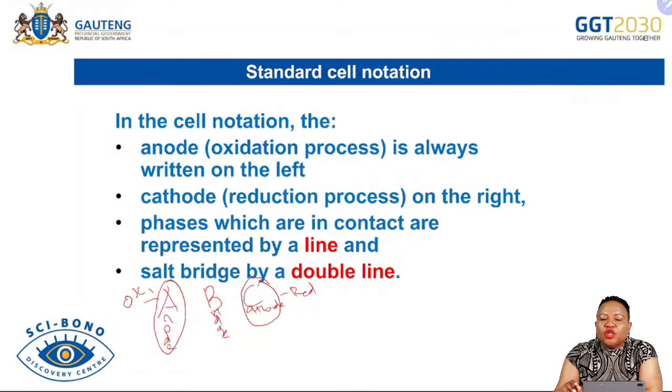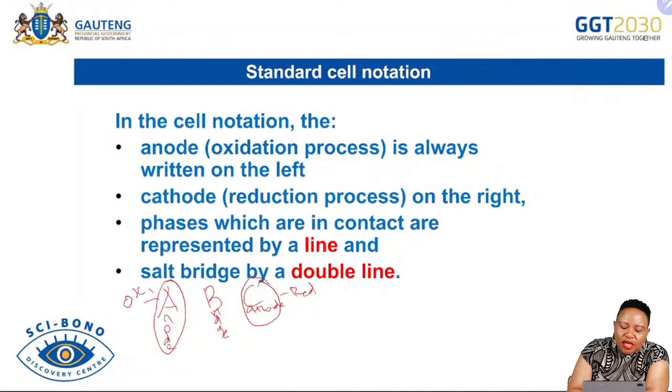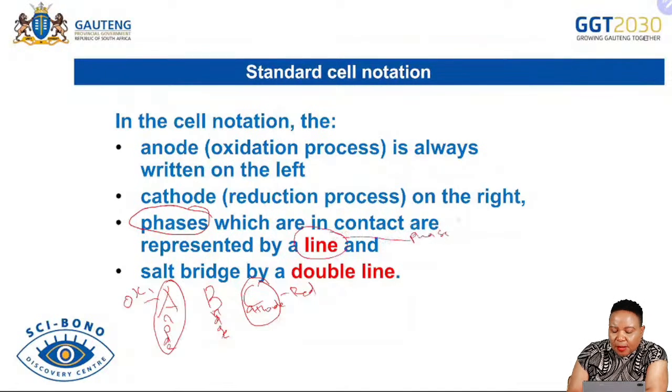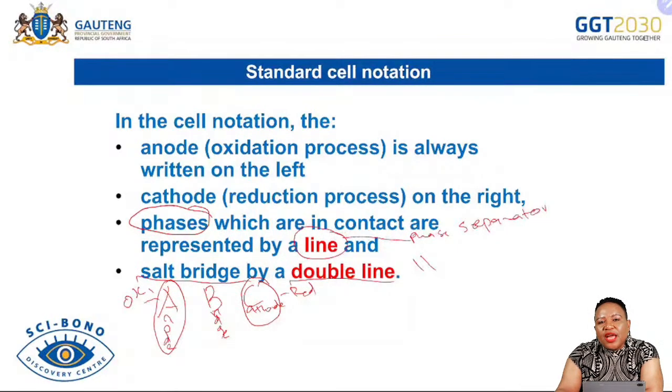So there is no way that you can write a cell notation before you identify which half cell undergoes oxidation and which half cell undergoes reduction. And also, you must be able to know the phases of the reacting substances. And we are going to separate those phases using a line, and we normally call it a phase separator or phase boundary. So a cell bridge will be represented by a double line, which will separate the side of the anode and the cathode.